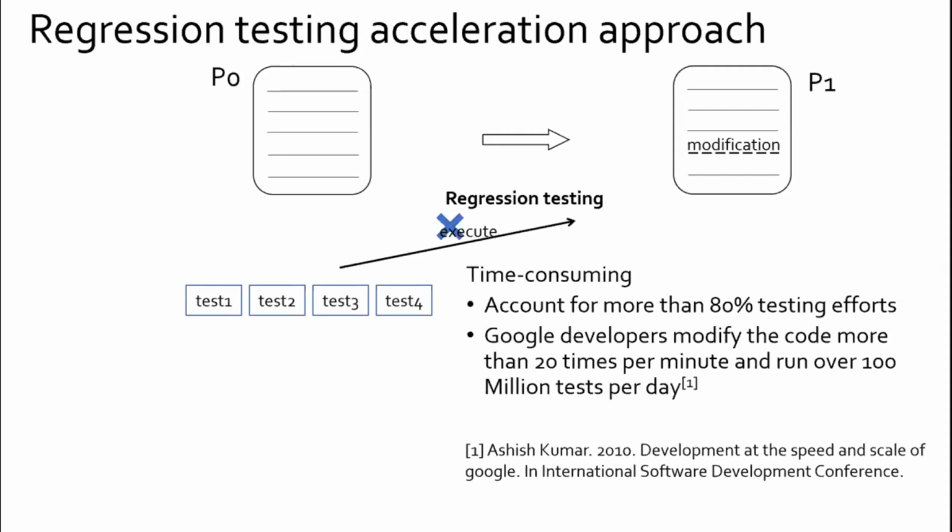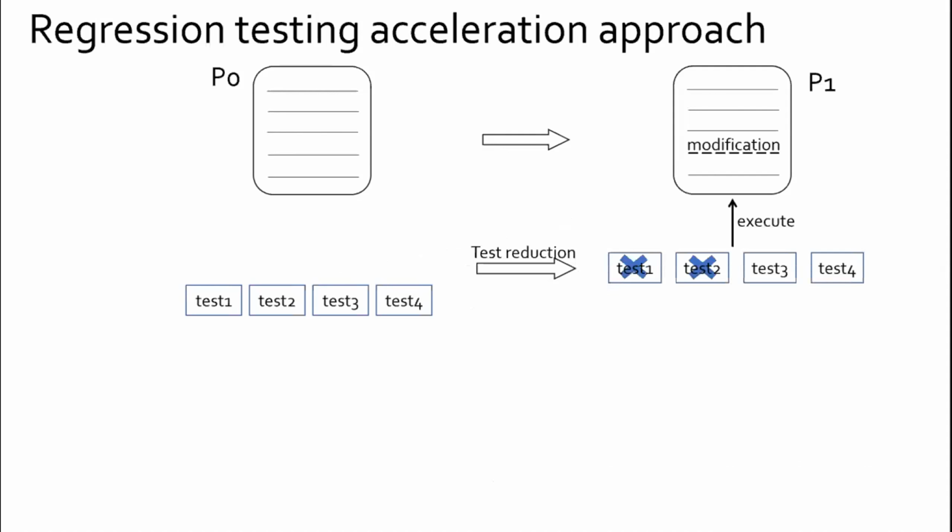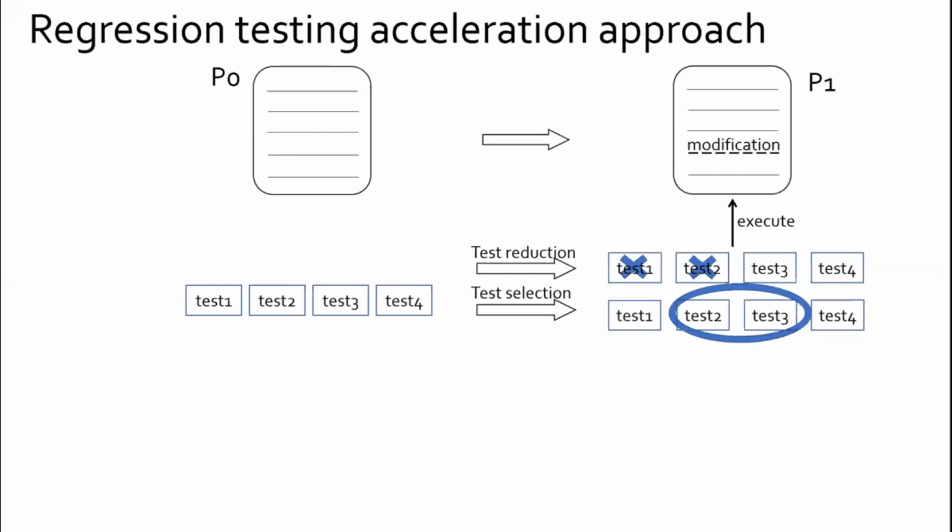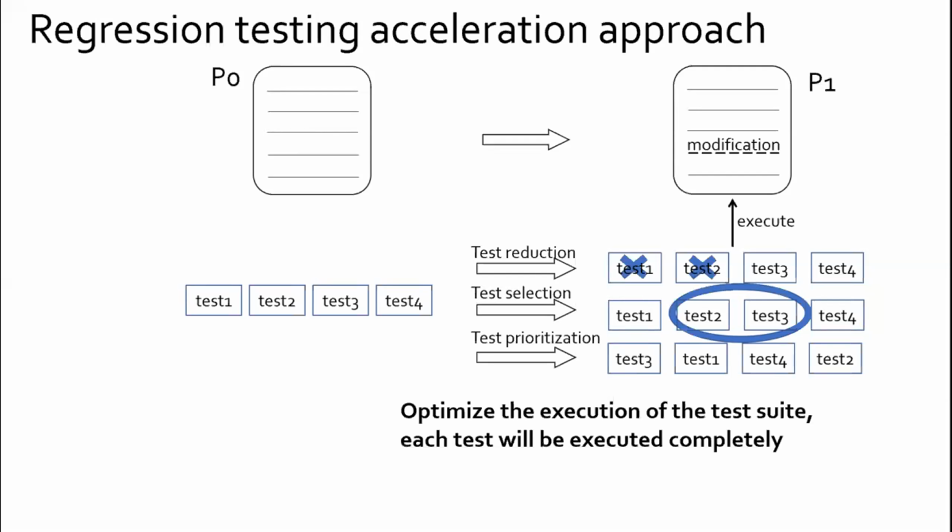To reduce the cost of regression testing, researchers have put dedicated efforts into test selection, reduction, and prioritization. Test reduction aims to reduce a test suite by removing redundant tests. Test selection aims to select and run the tests relevant to the software modification. And test prioritization aims to schedule the execution order of a test suite. The commonality of them is that they all optimize the execution of the whole test. However, each test will be executed completely.